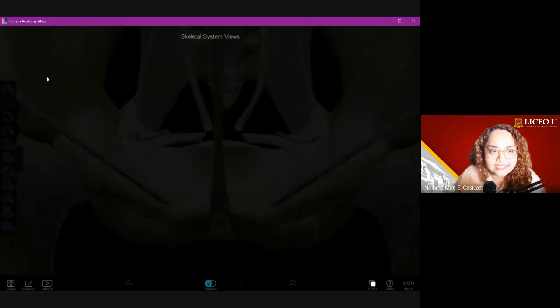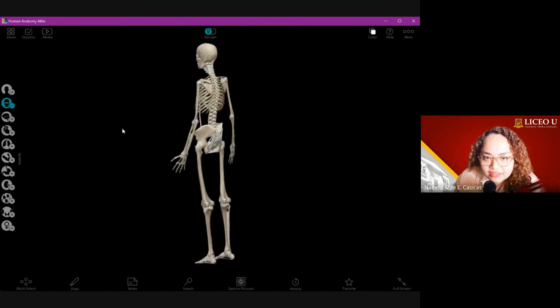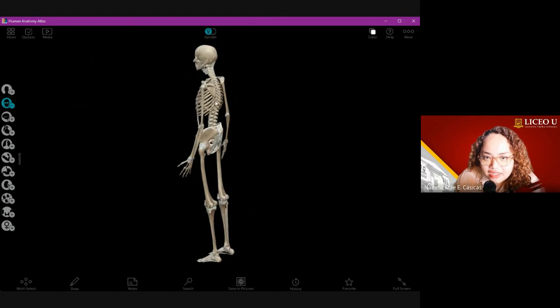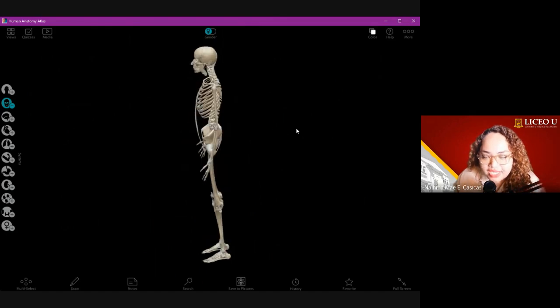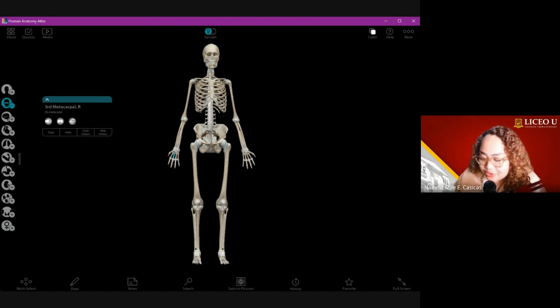Let's go to the skeleton. This will be your actual skeleton: skull, vertebrae, your vertebrae, and your rib cage. And then these will be your appendicular skeleton, your limbs, your arms, and your legs.